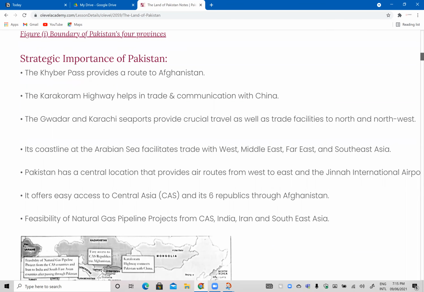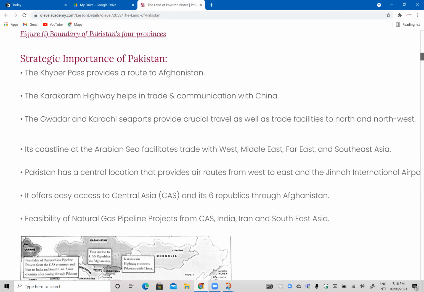It offers easy access to Central Asian states, CAS, and its 6 republics, through Afghanistan. So Pakistan can get access to the CAS, which are also known as the Central Asian states, via Afghanistan. All right. This group of 6 countries is known as CAS, Central Asian states, and we can access these states through Afghanistan. That is a part of transit trade.